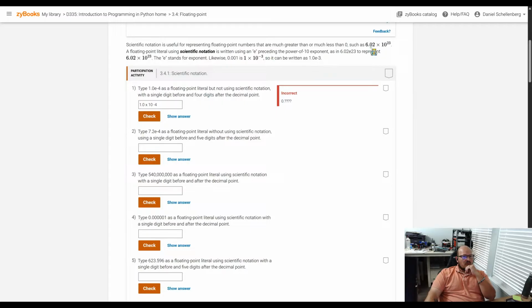Type 1.0 e negative 4 as a floating point literal. And according to up here, like 6.02 e23 to represent. I mean, so is it just literally wanting me to repeat what it's saying? No. All right, so let's check this out.